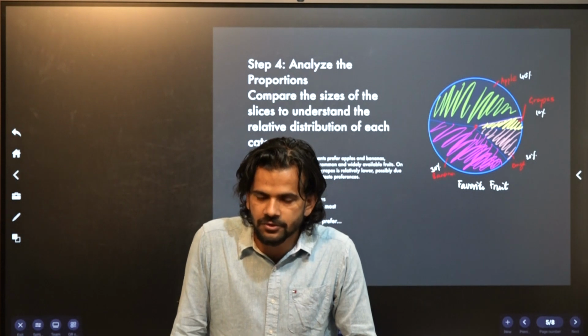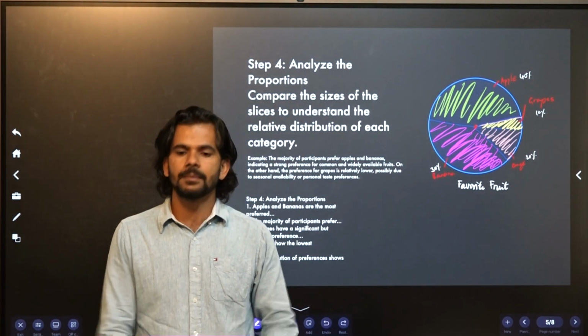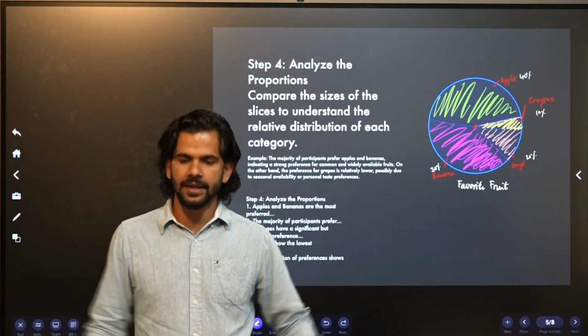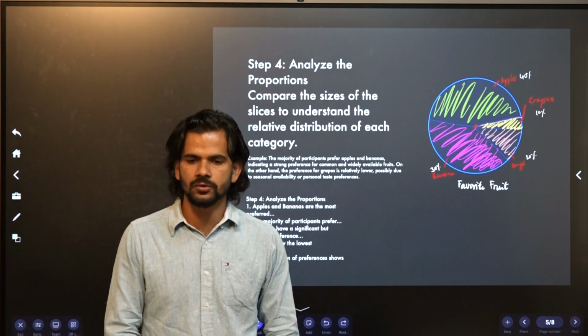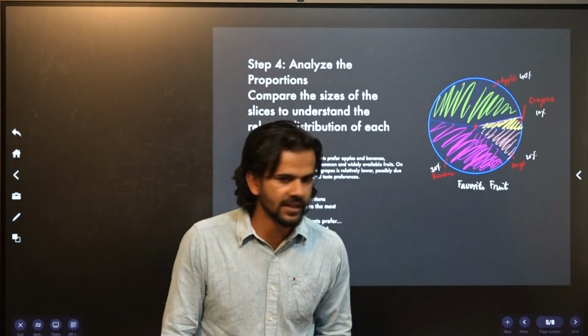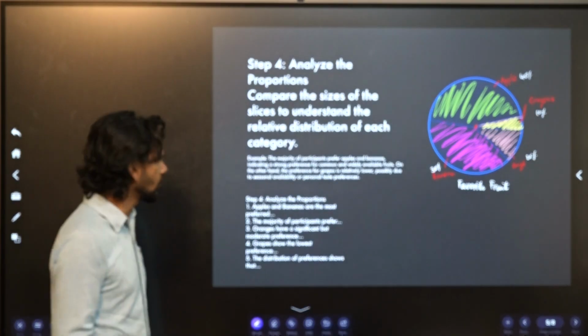There is no season where you don't get apples. I mean, they are stored. If you go to the market, you can get apples throughout the year. Similarly, bananas also. But you may not get mangoes, right? Mangoes are highly seasonal fruits. Very hard to store as well.